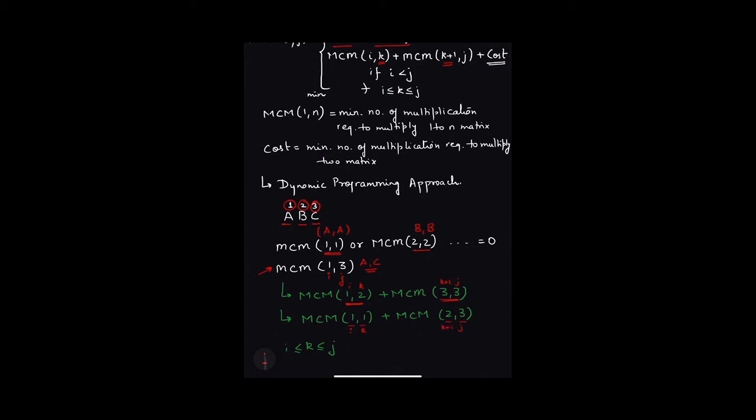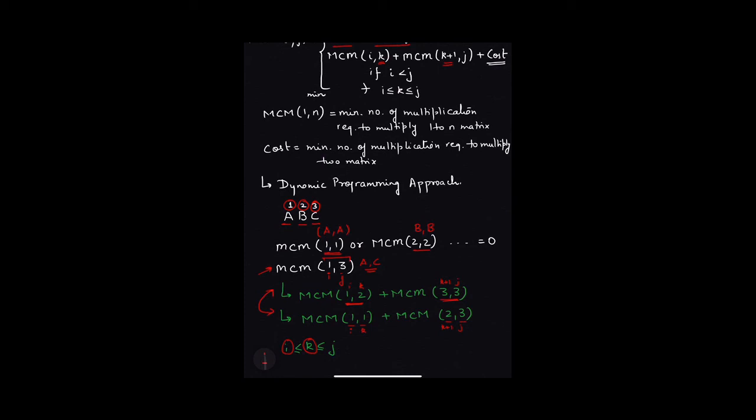Why am I doing this? Because k can take a value equal to i or greater than i. So over here i is 1, so k can take the value 1 or greater than 1, meaning 2. And the k value should be less than j. So if my j is 3, k can take the value 1 or 2. So this is how I have broken this problem into smaller problems according to my formula.